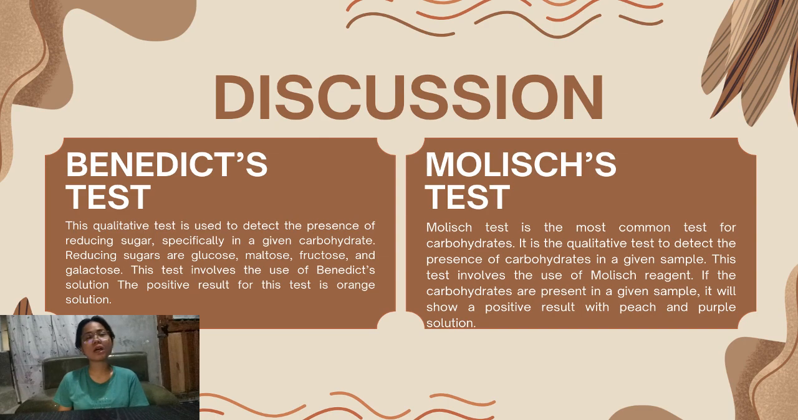So, if a sample contains either of that, it will show a positive result with orange solution. Whereas Molisch test is the test used to detect the presence of carbohydrates in a given sample. This test involves the use of Molisch reagent. So, if the carbohydrates are present in a given sample, it will show a positive result with peach and purple solution.